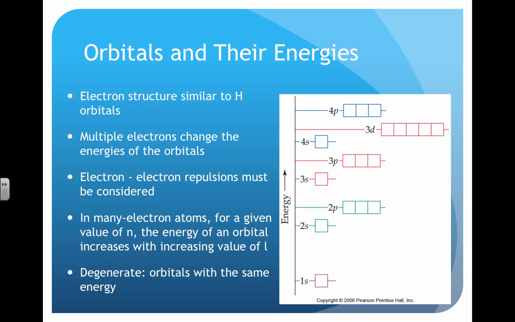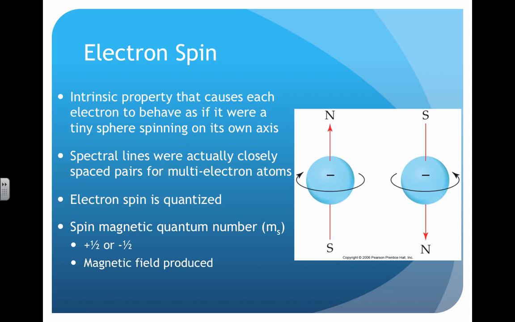When we have many electron atoms, the energy of the orbital increases with the value of l. We'll talk more about how this diagram with the boxes relates to some of the quantum numbers we did a couple sections ago. There are also degenerate orbitals, which have the same energy. For instance, the p's and the d's and the f's that aren't on this graph would be considered degenerate because there are multiple orbitals and they all basically have the same energy.